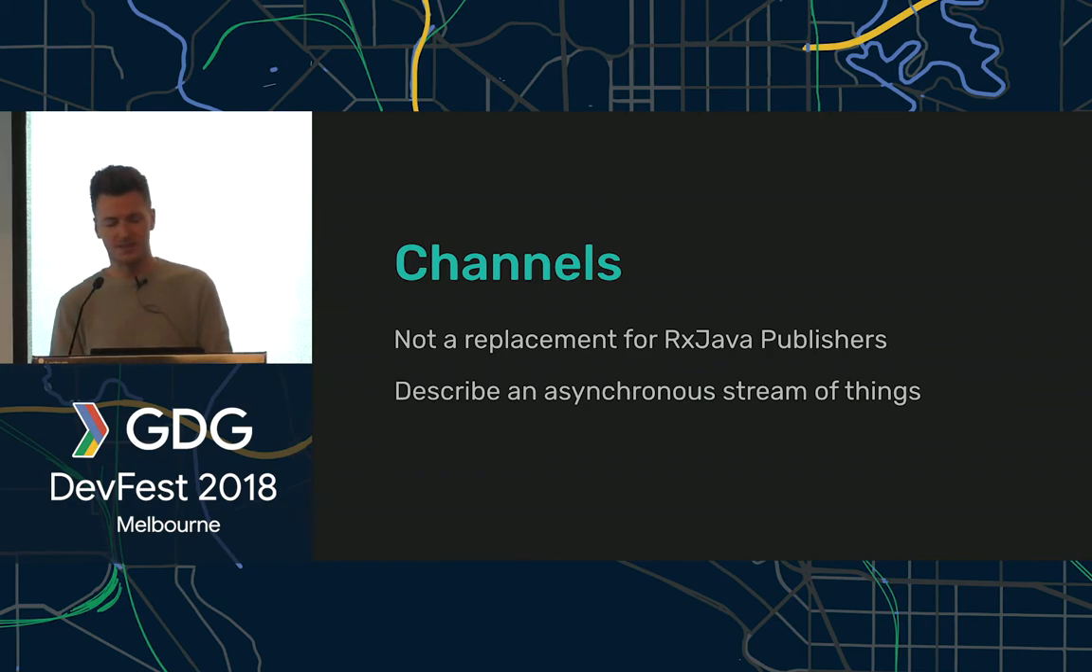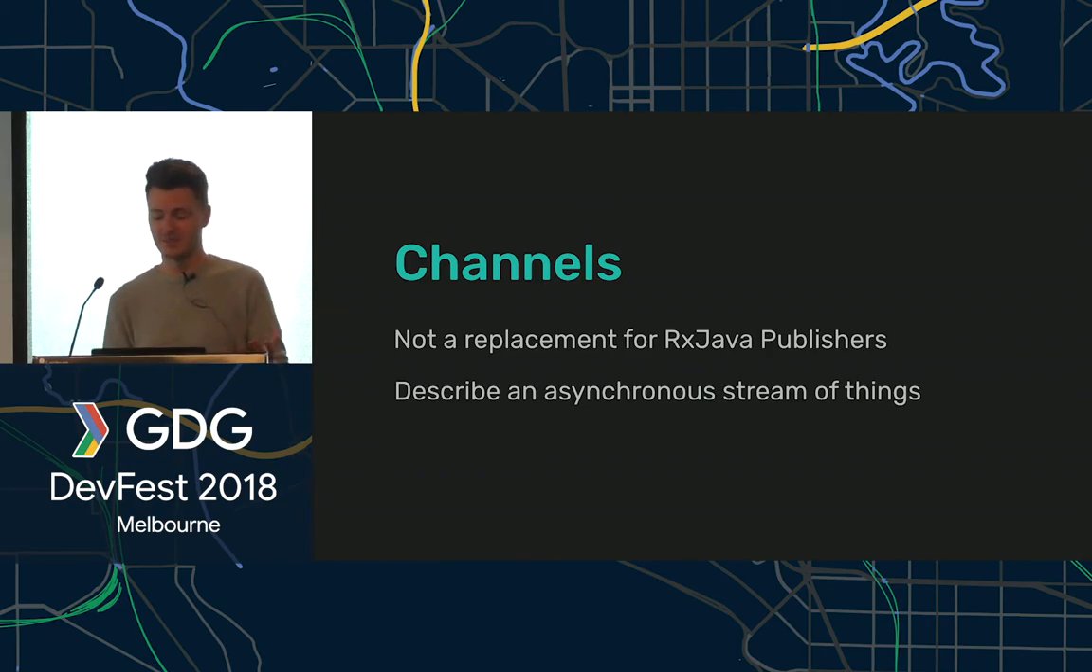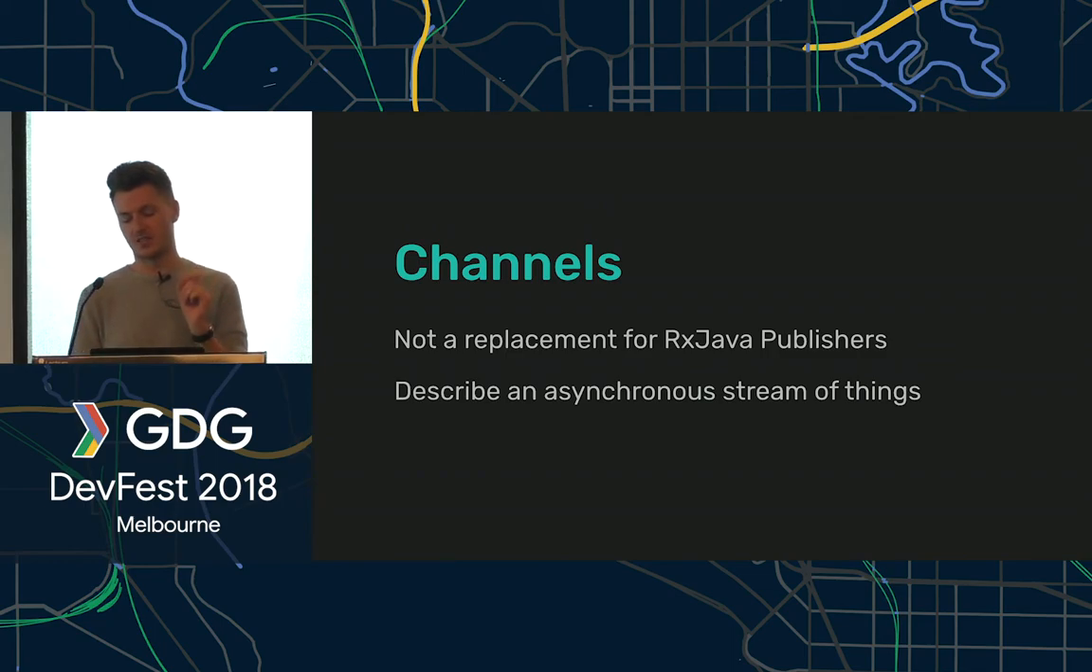They do describe an asynchronous stream of things. Channels call these things elements, Rx calls them items, whatever, it's just semantics. But the fundamental difference is that channels only support hot streams, which for most of the time isn't what mobile apps are going to be doing. It's going to be cold streams usually.